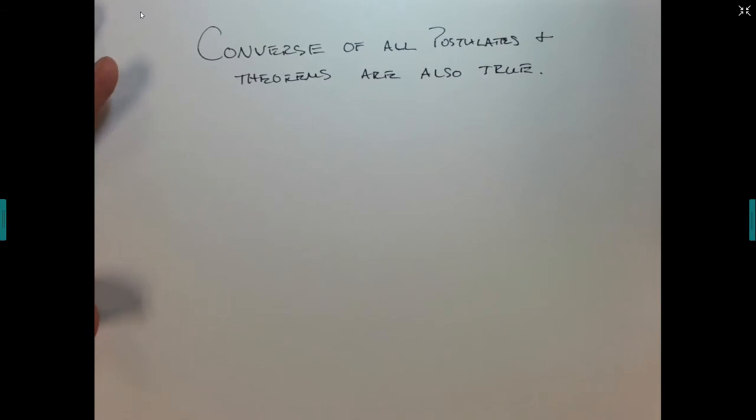Now let's try and remember what a converse is. A converse switches the hypothesis and the conclusion. Our hypothesis last time was that we had two parallel lines cut by a transversal. Well, we're going to switch that up. So let's take an example.